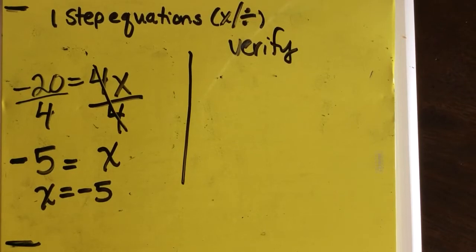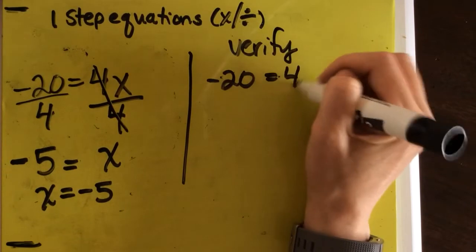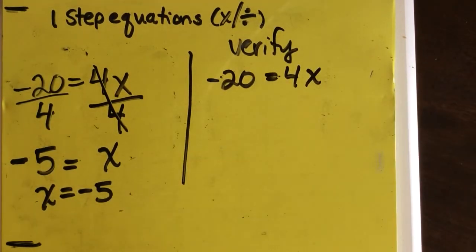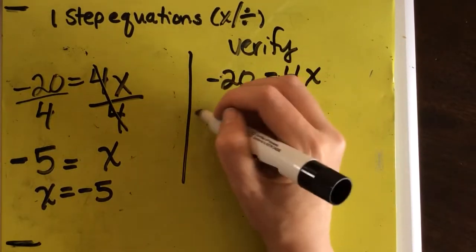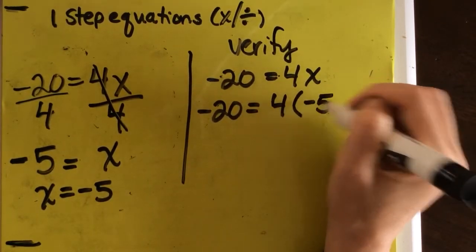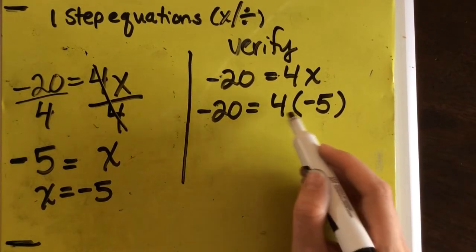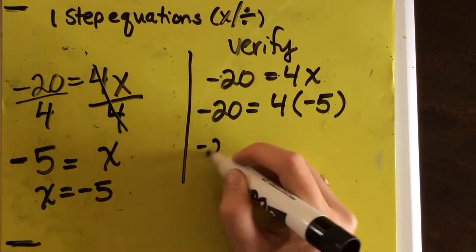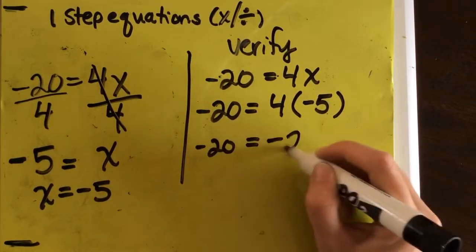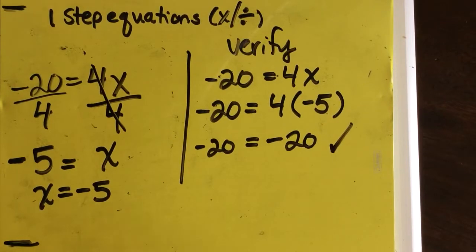So now I can verify, check my answer. I start with my original equation, and instead of an x, I'm going to substitute in a negative 5. So everything else stays the exact same, but instead of an x in brackets, I'm going to put a negative 5. So this is negative 20 equals 4 times negative 5. Is that true? 4 times the negative 5 is negative 20, right? So we know that our answer, x equals negative 5, is correct, because it satisfies this equation and makes it true.